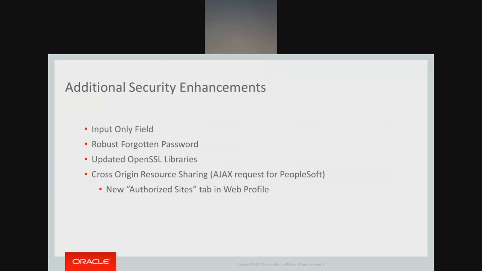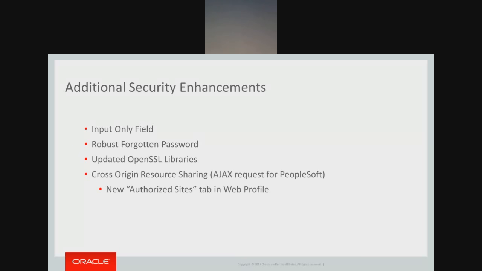So that will have all the requirements. So let's talk about security for a moment. 856 has some behind-the-scenes enhancements that will help with security, more robust forgotten password, and some additional features that may help integrate with other products.